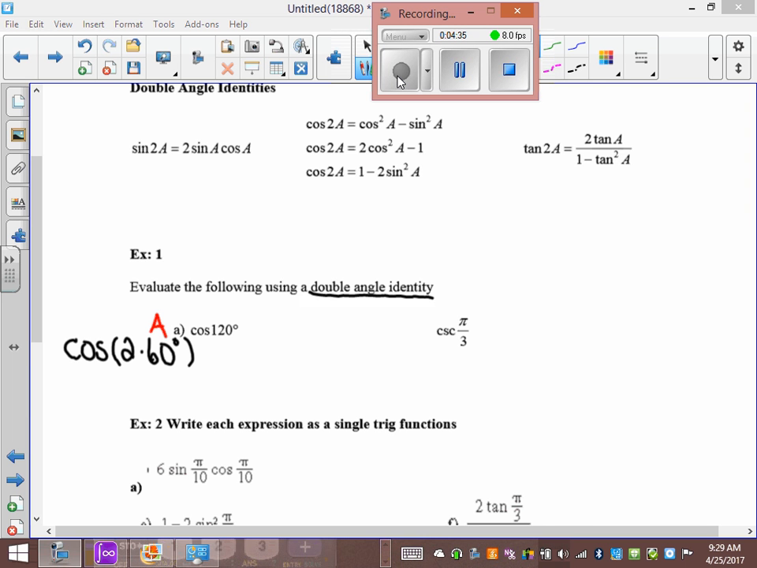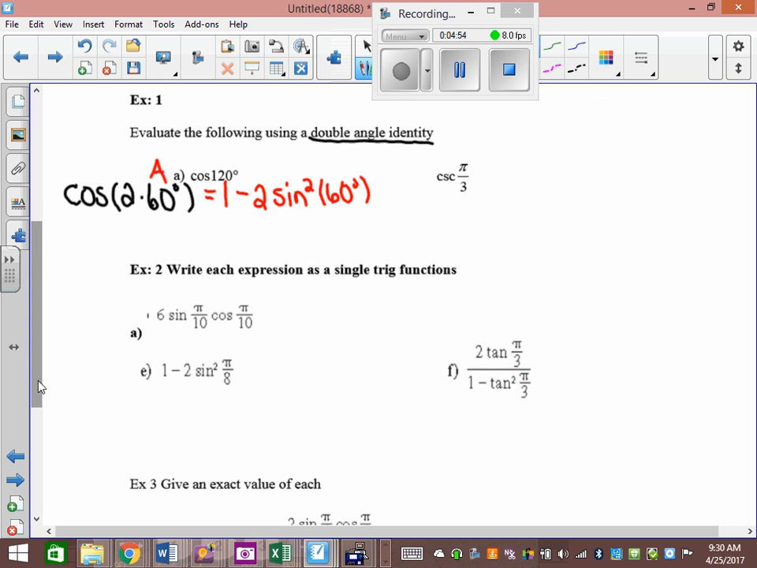So I'm going to do the bottom one. So I'm going to fill it in for 1 minus 2 sine squared A. So I'm going to go 1 minus 2 sine squared 60. Which is the same as 1 minus 2 sine 60 squared. Which is 1 minus 2. Sine of 60 is root 3 over 2 squared. So I'm going to get 1 minus 2.